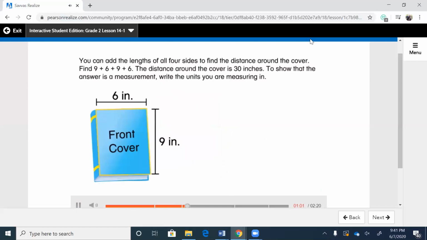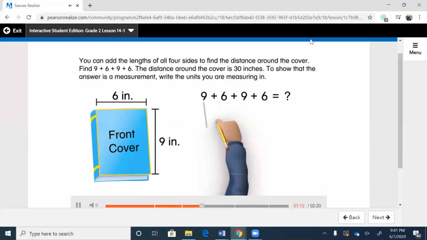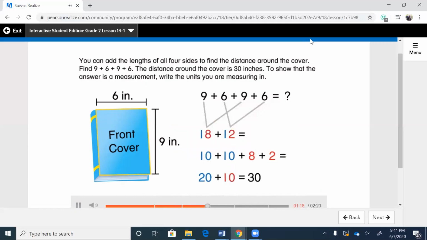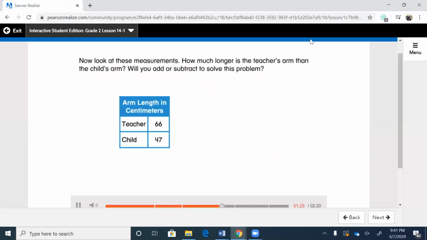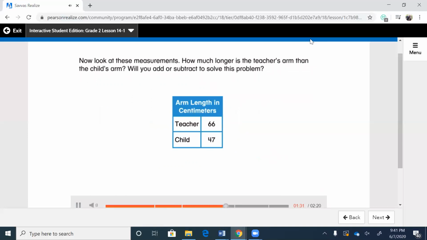You can add the lengths of all four sides to find the distance around the cover. Find 9 plus 6 plus 9 plus 6. The distance around the cover is 30 inches. To show that the answer is a measurement, write the units you are measuring in. Now look at these measurements. How much longer is the teacher's arm than the child's arm? Will you add or subtract to solve this problem? Select your answer.